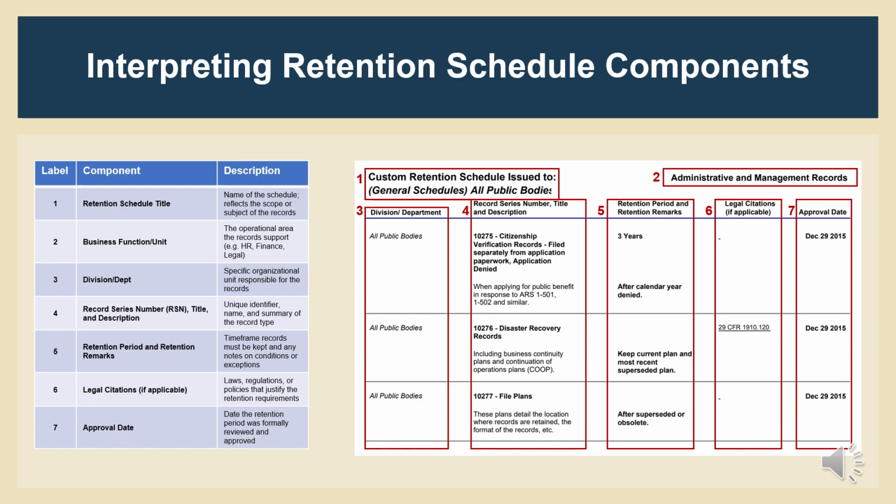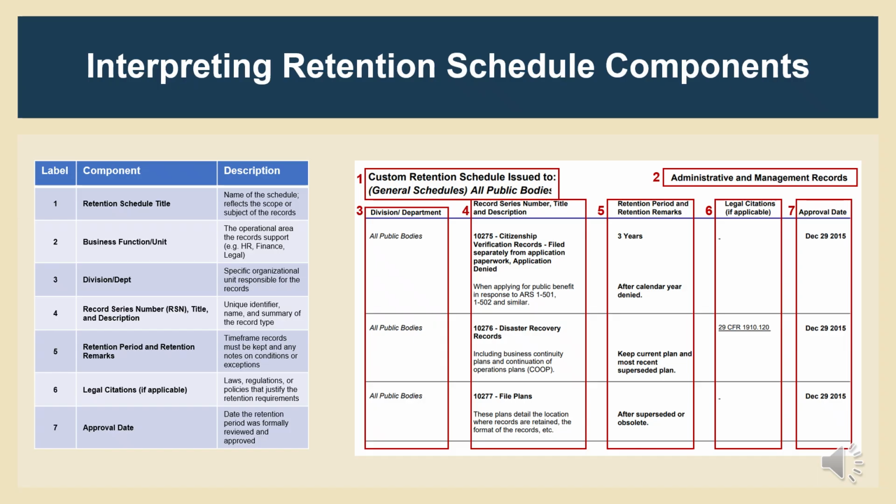Label 4. Record Series Number or RSN, Title, and Description. This is a critical section. The RSN is a unique identifier for tracking purposes. The title names the record type and the description explains what the records include, so you can be sure you're applying the schedule to the right materials.